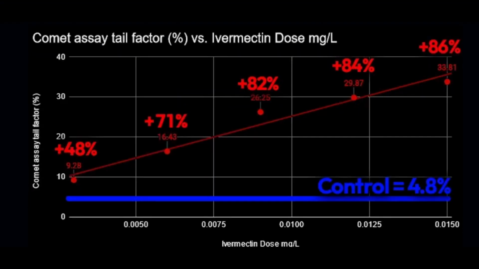This is the Comet Assay tail factor as a percent. So this is another measure of DNA damage. The higher the tail factor, the more DNA damage. So the control is 4.8% for the Comet Assay tail factor. And let's read out these 5 increases. Again, they tested 5 different concentrations of ivermectin. And here's what they got as far as the increases to the Comet Assay tail factor. And you can see how linear this relationship is. Plus 48%, plus 71%, plus 82%, plus 84%, and for the largest dose tested, plus 86%.